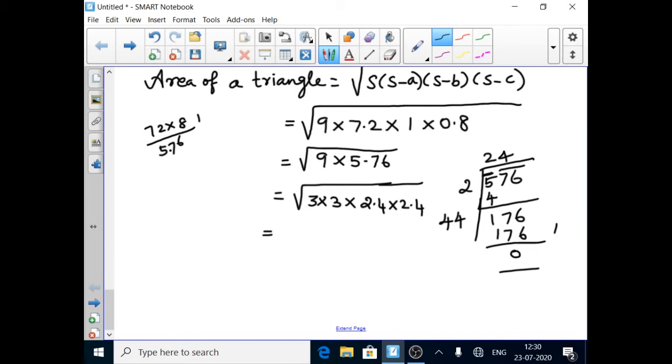So for each 2 terms we can take 1 term. So for 2 3s we can take 1 3, that is 3 into 2.4. So what do you get? 3 into 2.4, if you multiply you will get 7.2. It is the area. We are using the meter, so you can take it as meter square. Okay, this is the area of the triangle.